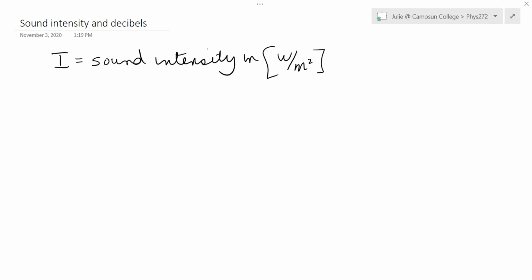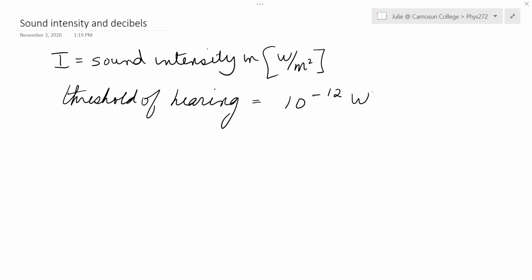Now there's a wide range of intensities that occur in our everyday lives. So the threshold of hearing, this is the minimum intensity that we can hear. It depends on the frequency. That's at about 1,000 hertz, and we are quite sensitive to the frequency. We don't tend to have as good a hearing at lower frequencies. But this threshold of hearing has an intensity of 10 to the minus 12 watts per square meter. So we can just hear a sound wave if that was its intensity.